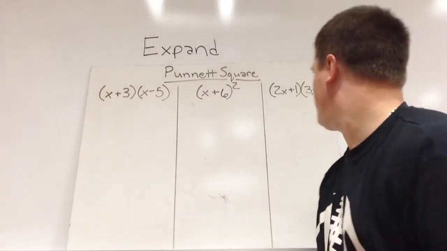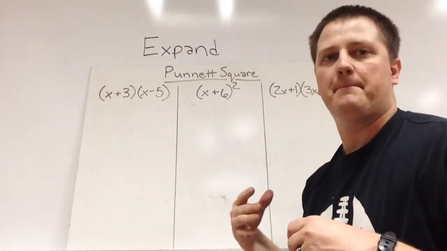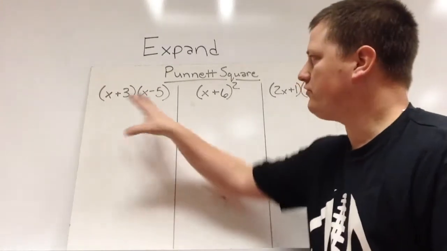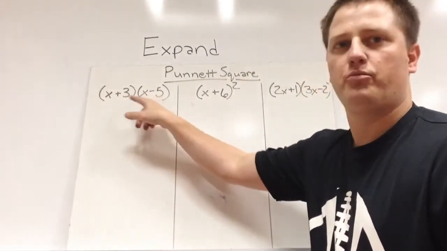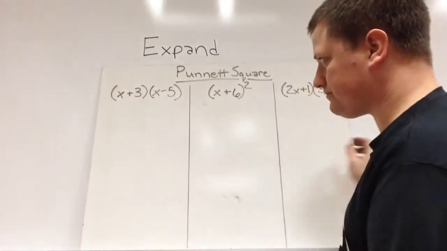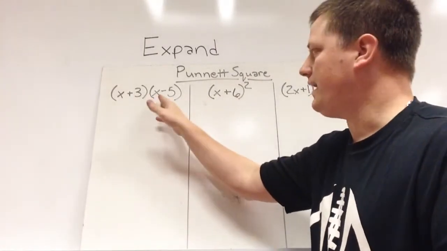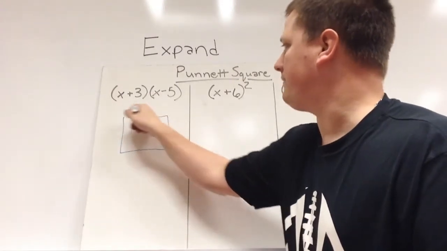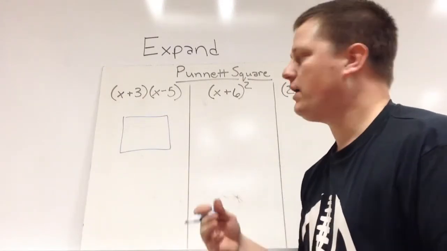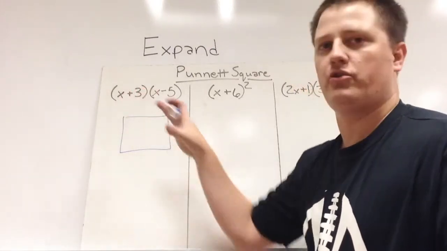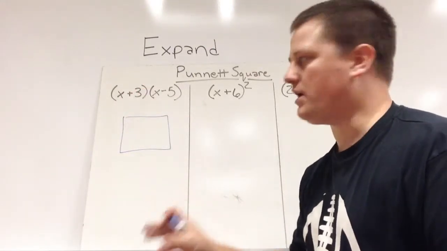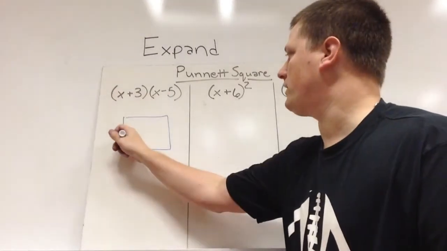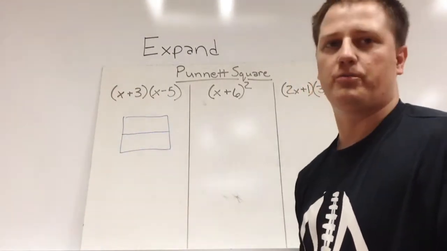First, I want you to see how we use a Punnett square to multiply polynomials. So here I have two binomials, x plus 3 and x minus 5. What we do is we create a square, and in this square we're going to divide it into groups based off of how many terms there are. So in this first parentheses, there are two terms. So we're going to divide this side into two parts.